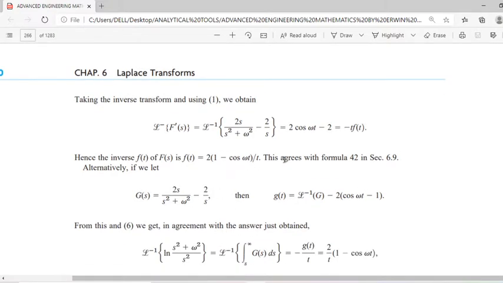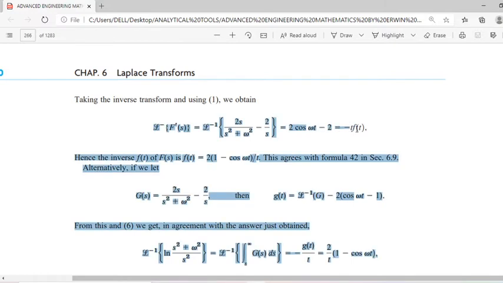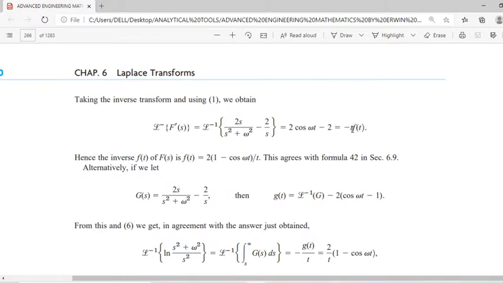So hence the inverse of f of s, what will be f of s? This one is 2 into cos omega t minus 1, that means 2 into cos omega t minus 2 equal to minus t. This is by theorem. This is by theorem. Minus t f of t. So from this we can see that f of t is nothing but 2 into 1 minus cos omega t by t. Okay.